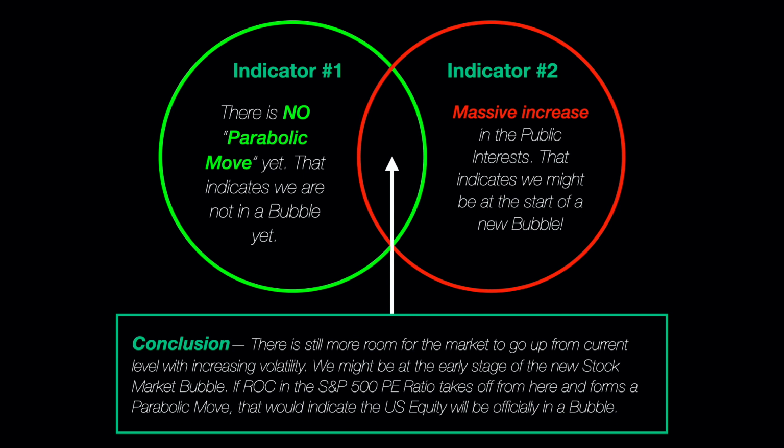So there's still much more room to the upside, but we should definitely pay close attention to the rate of change in the 10-year average price to earnings ratio. If we see a potential parabolic move to the upside in the PE, then that is the danger signal for us to get out.